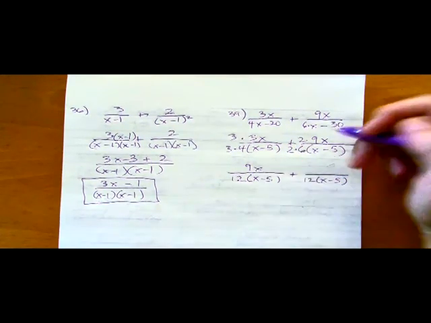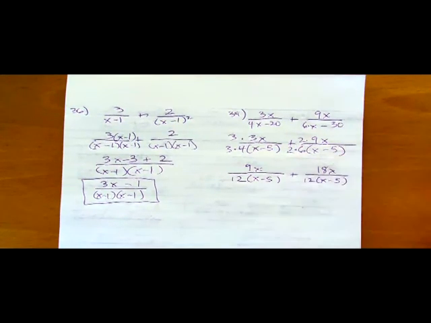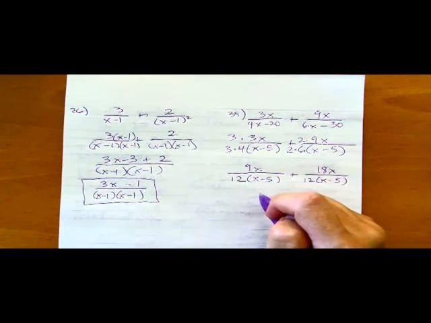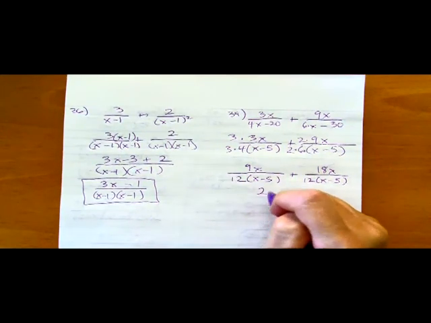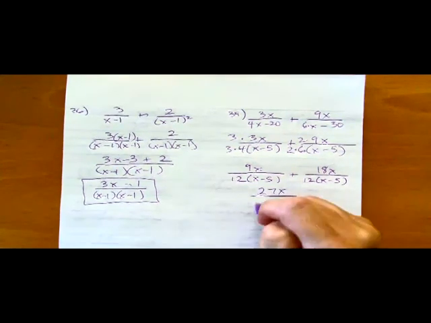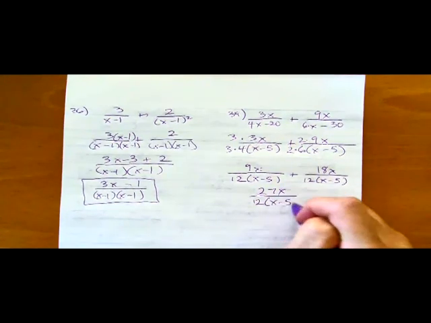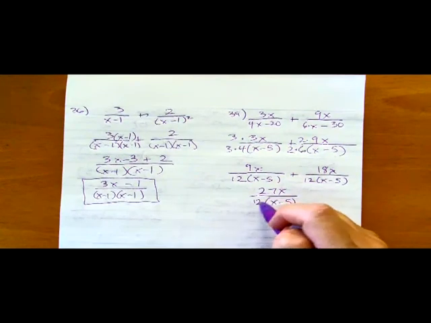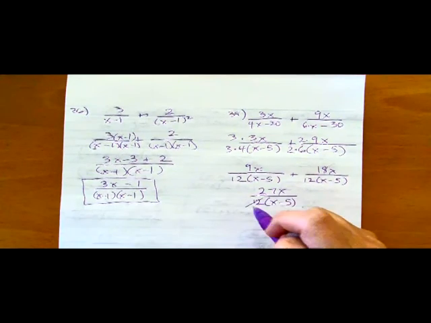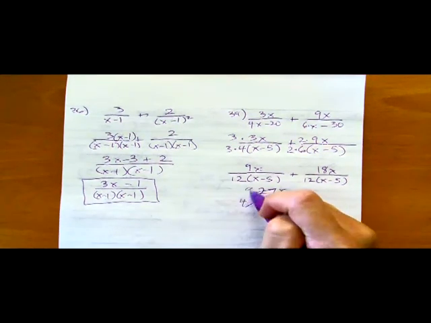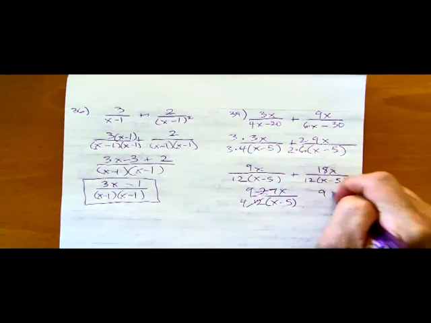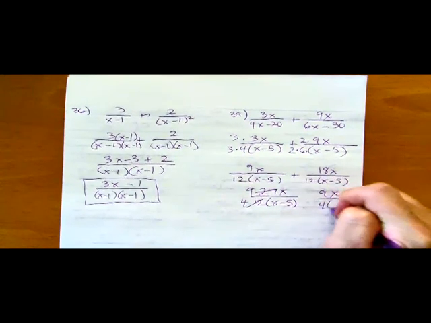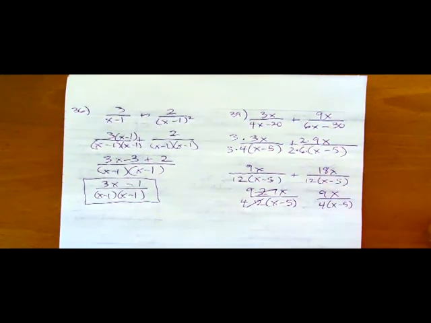That'll give us 9x. If we multiply that one, it gives us 18x. So now we can combine. That'll give us 27x over 12 parentheses x minus 5. Can we go further? Yes, the 27 and the 12. Both of them are divisible by 3. That'll give us 4. That's 9. So our answer then, 9x over 4 parentheses x minus 5.